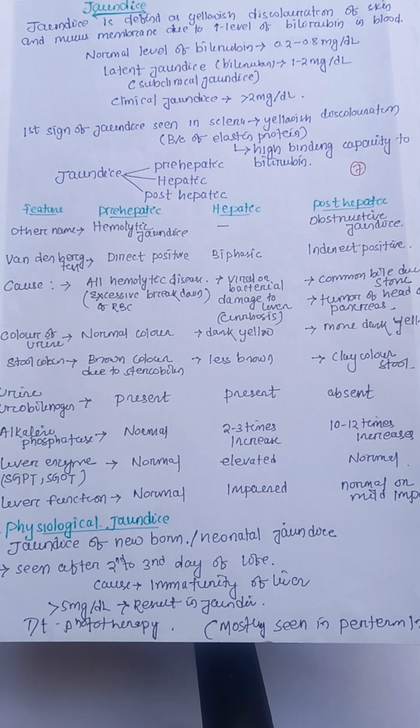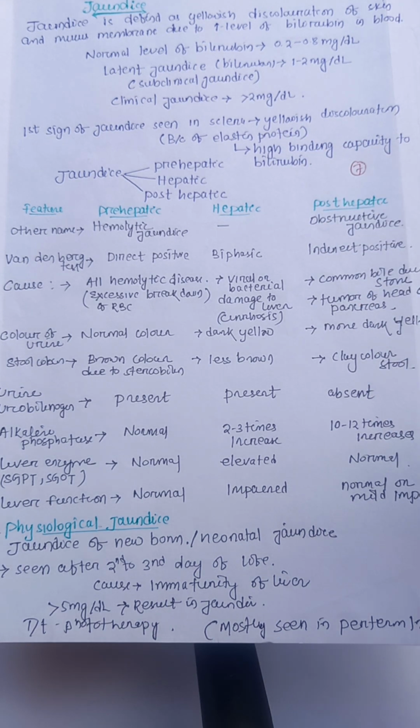Okay, the first sign of jaundice is seen in the sclera, as yellowish discoloration, because of the elastin protein. One thing you should know is why there is yellowish discoloration of the sclera. The sclera has a protein, elastin, and elastin has a higher affinity for bilirubin binding. That is why the first sign of yellowish discoloration is seen in the sclera.